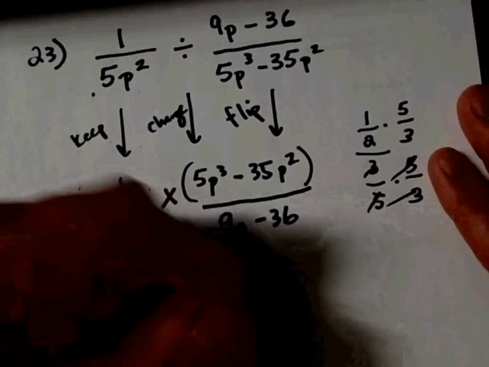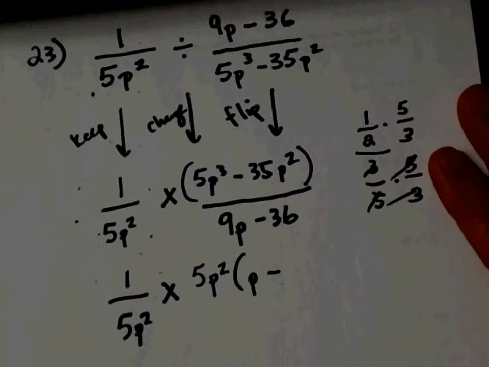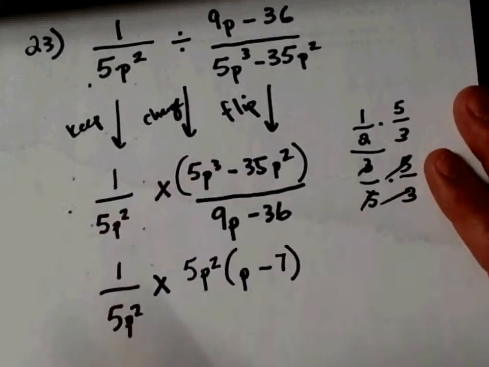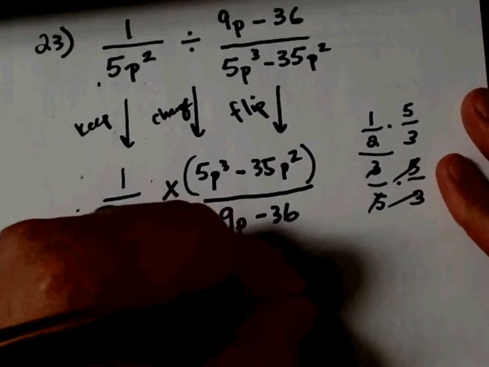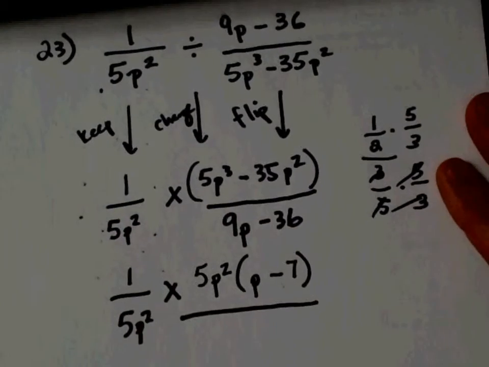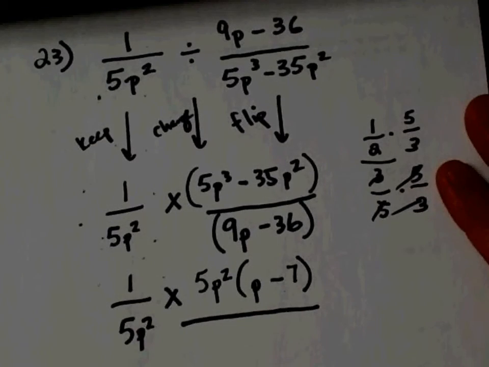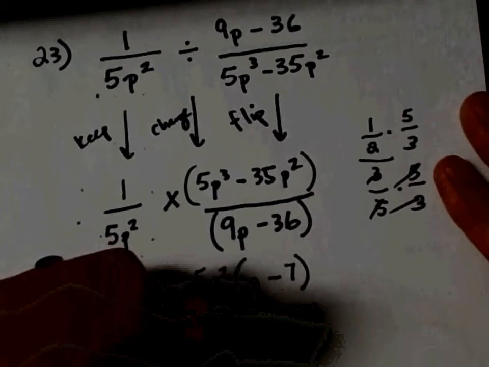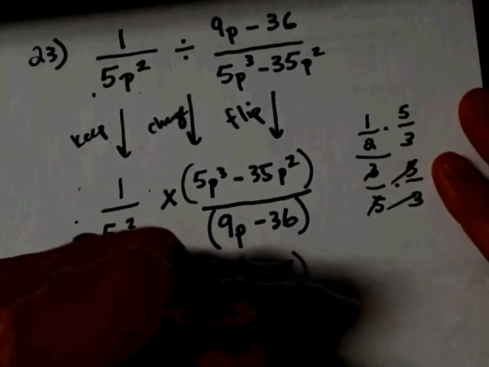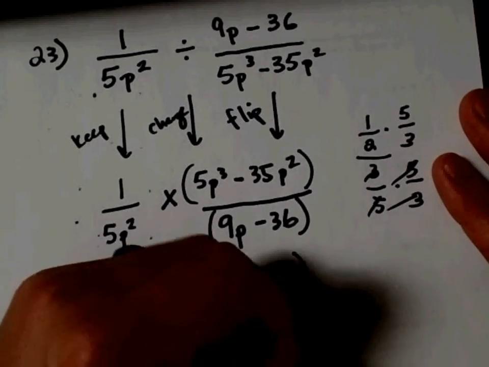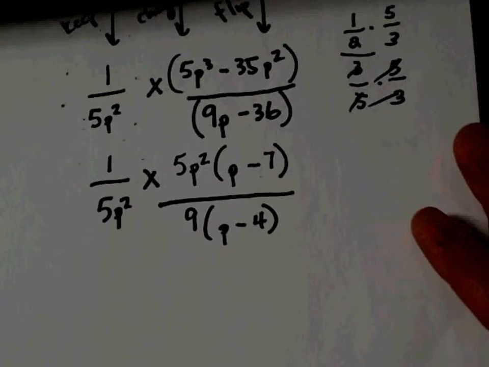And I'm going to be left with p minus, very good, p minus 7. Y'all agree with that? All right. What about on the bottom? Once again, it's a factor by grouping problem. Greatest common factor is 9. What am I left with? P minus 4. Do y'all agree with that? Yes, sir. Now let's see if we can do some canceling.